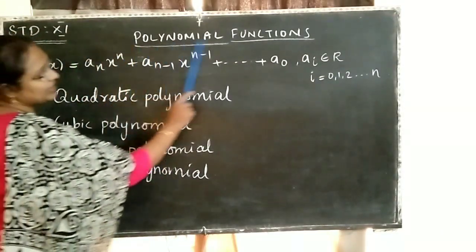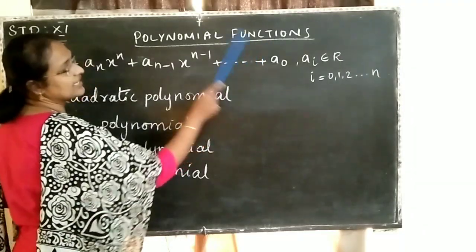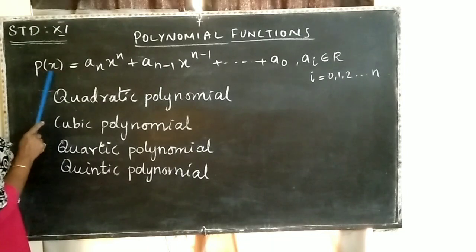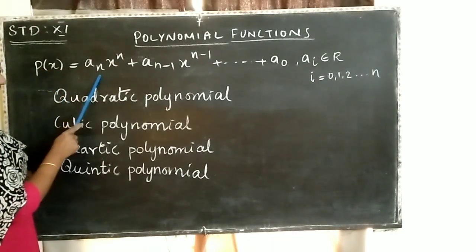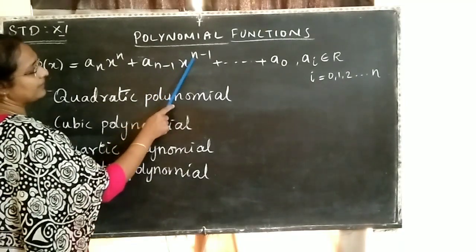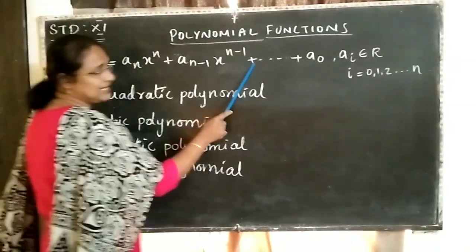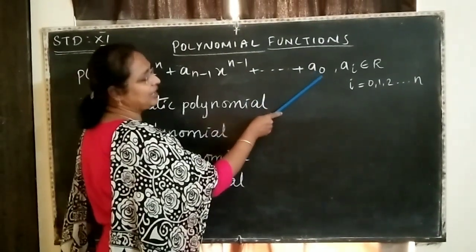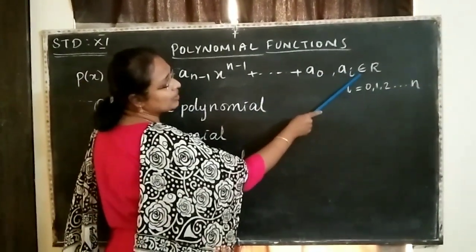Now how are we going to write this polynomial function in general? In general, we can write P of x is equal to a_n x to the power n plus a_(n-1) x to the power n minus 1, plus it goes on with the terms and it ends with a naught, where a_i belongs to R.